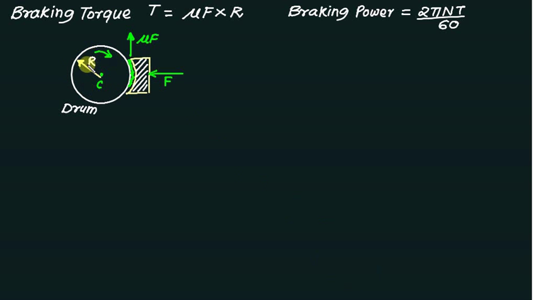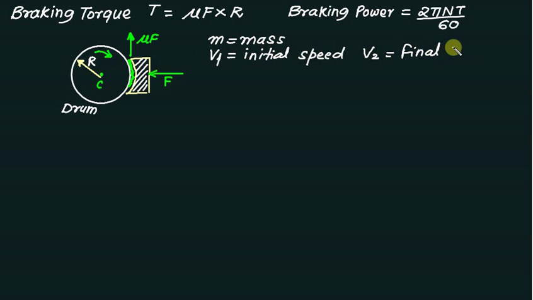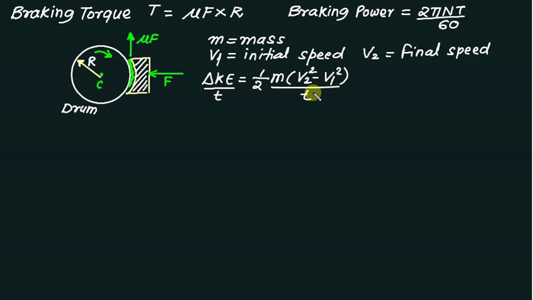Suppose this is the case of a drum mounted on a vehicle. Let's say M is the mass of the vehicle, V1 is the initial speed and V2 is the final speed. So the loss in kinetic energy is equal to half m into V2 squared minus V1 squared. This is naturally a negative quantity because the initial speed is high compared to the second, and this braking is applied in time t. So that much is the energy lost per unit second, and this must be equal to your braking power.